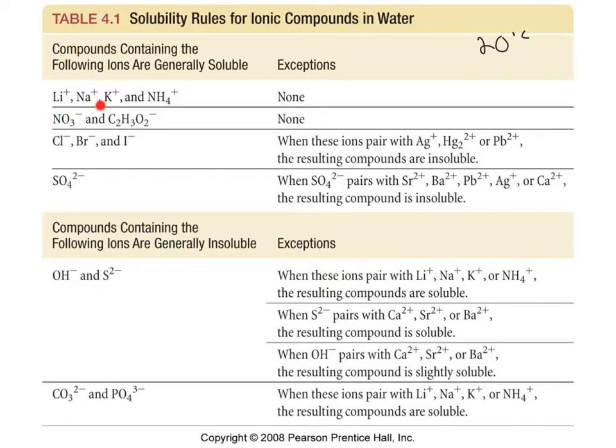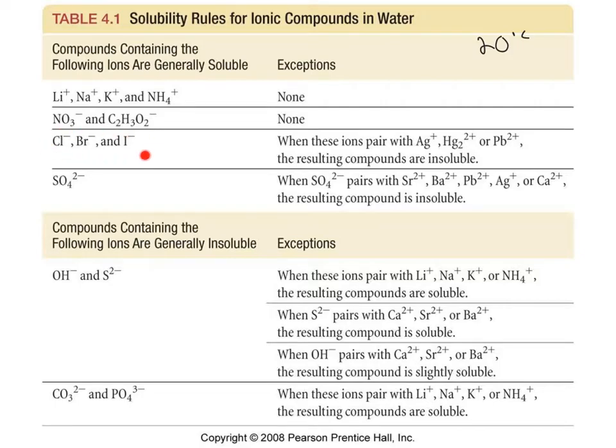So things that contain lithium, sodium, potassium, and ammonium are usually soluble, and there's not really any exceptions. Things that contain nitrates and acetates are also very soluble, not really any exceptions. Chlorides, bromides, and iodides are generally soluble, but there are some exceptions. If silver was to bond with any of these three, or a mercury or lead 2 to bond with the chloride, bromide, and iodide, that would create an insoluble compound.